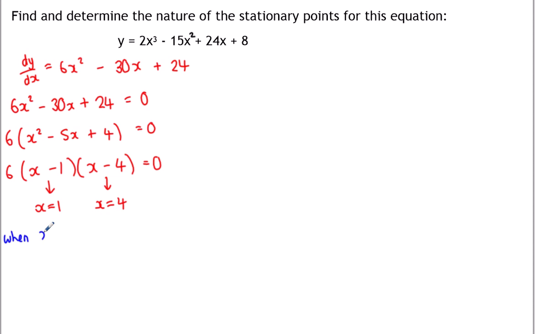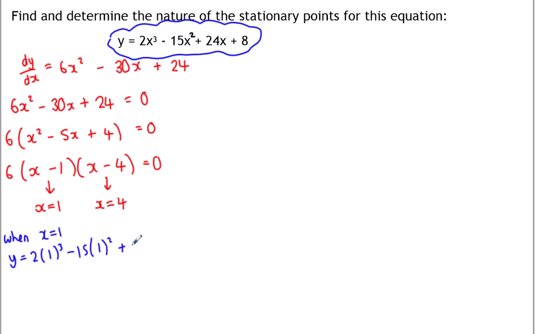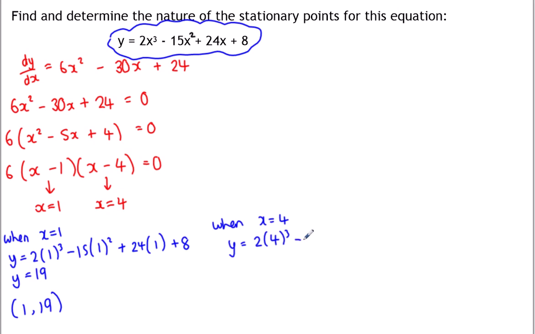So when x equals 1, I'm subbing back into this at the minute. Now I haven't got much room, so when x equals 1, y equals 2 lots of 1 cubed minus 15 lots of 1 squared plus 24 lots of 1 plus 8. You'll have to trust me on this. That comes out as 19. If you don't trust me, work it out, but it's 19. So our first stationary point is 1, 19. And then when x equals 4, so 2 lots of 4 cubed minus 15 lots of 4 squared plus 24 lots of 4 plus 8. Now that comes out as minus 8. So our second stationary point is 4, minus 8.